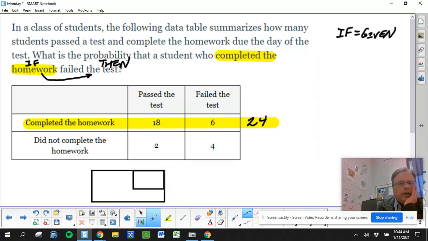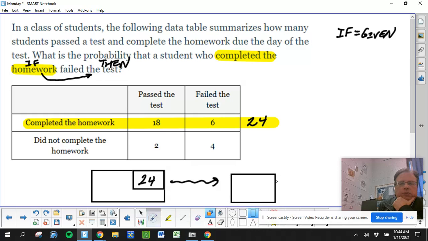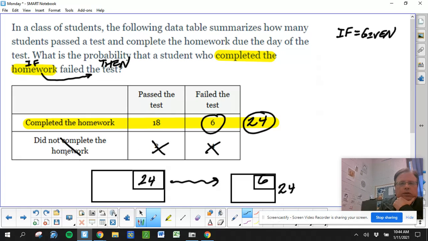Then they went on to fail the test. Remember, homework comes first, and then you take the test later. Well, first of all, how many completed the homework? 24. Well, let's zoom in on those 24 people that did the homework. And let's zoom in closer and say, okay, of that little group, how many failed the test? 6. 6 failed the test. So what I'm going to do is 6 divided by 24. Remember, I don't even look at these people. I don't care about if you didn't.